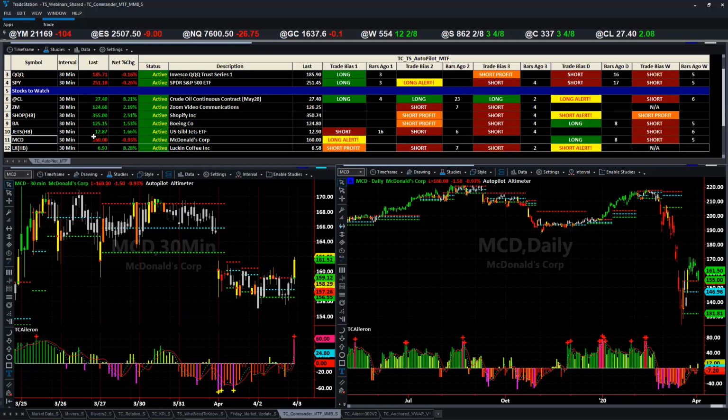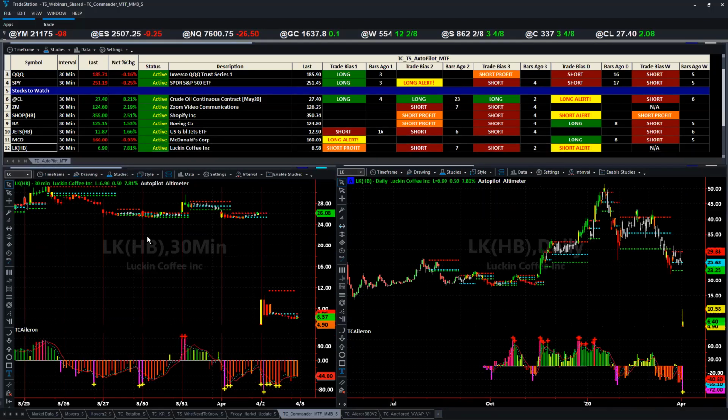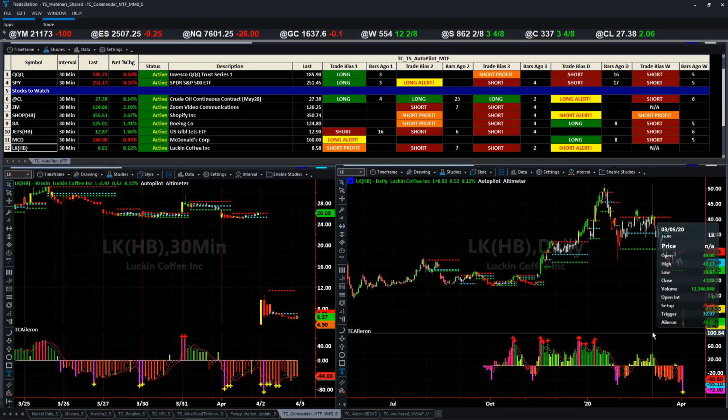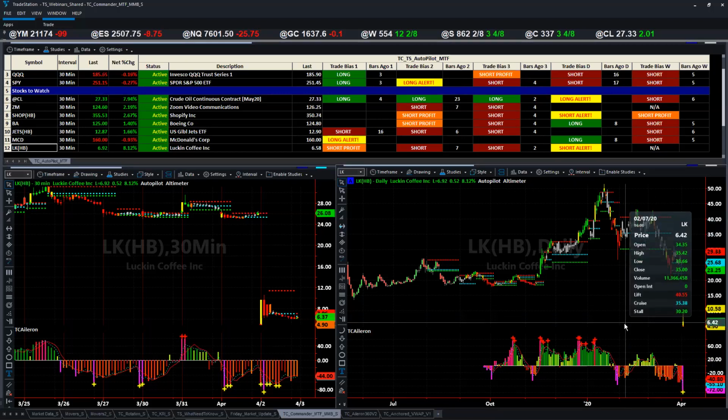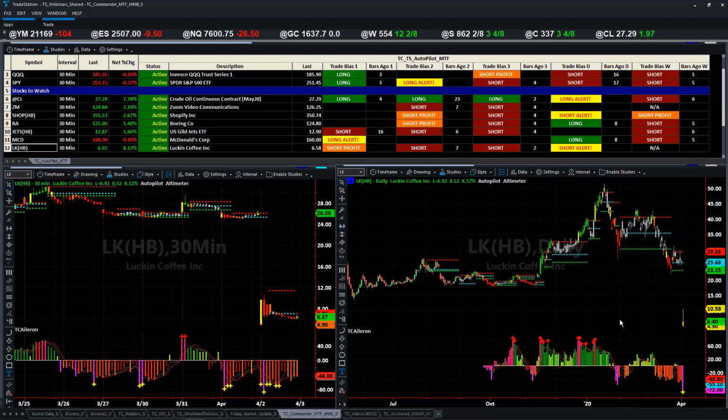A couple others, Luckin Coffee. I talked about this for a while. Then we came out of the trade and didn't get back. Almost a perfect head and shoulders pattern right here. And then yesterday, there's some fraud that was announced. Stock was as low as about, I think, $3 to $3.50 in the pre-market yesterday, from 25 the day before.